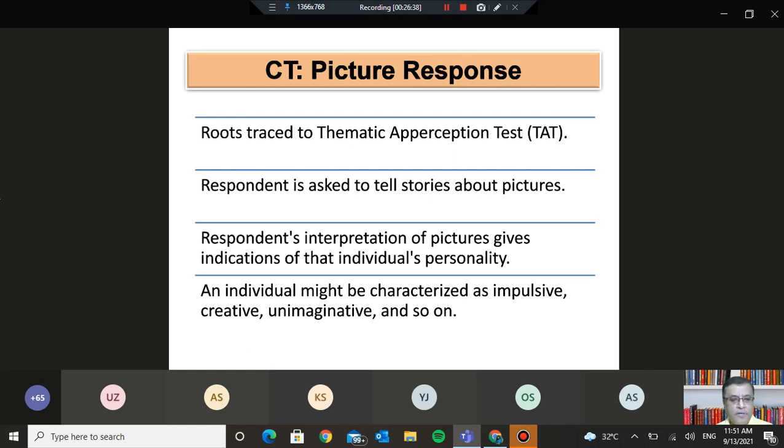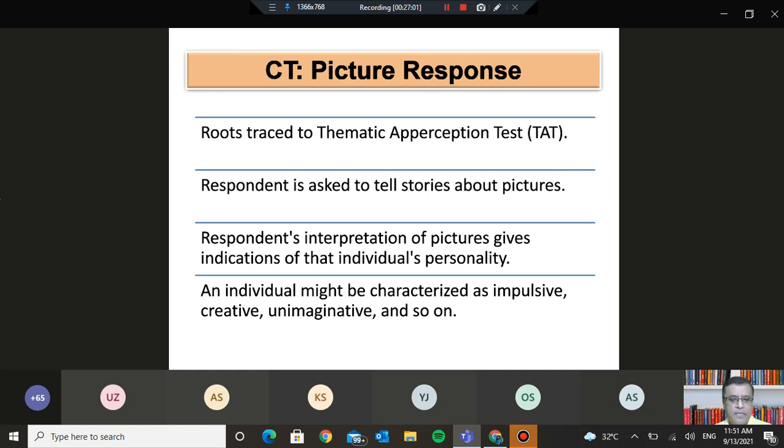Based upon your interpretation, based upon what you are writing about those pictures, they try to understand your personality, and then they decide whether you are the right person from the point of view of their organization, at what level you should be absorbed, and whether, for example, you should be recruited in that defense organization or the army or not. A number of armies of the world use these methods.